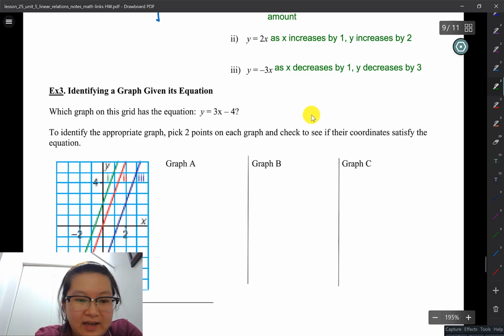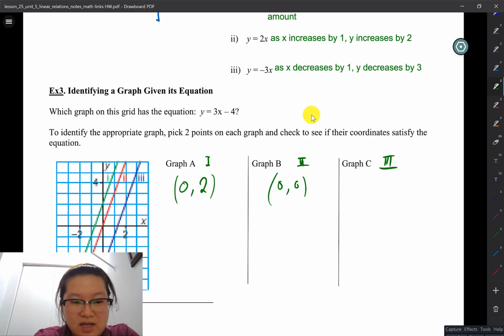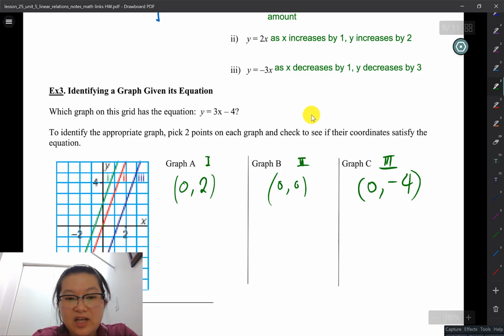So I'm just going to do that quickly. I'm going to change the labels because on the graph it says Roman numeral 1, Roman numeral 2, Roman numeral 3. For graph 1, for example, there's a point there which is 0, 2, so my x is 0, my y is 2. For graph B, my 2, I have it intersecting the origin there, which is really cool. And then my graph C, which is 3, intersects very nicely here at 0 and -4. So let's put each one of these into our equation to see if it matches.